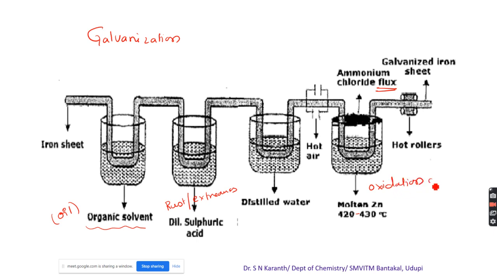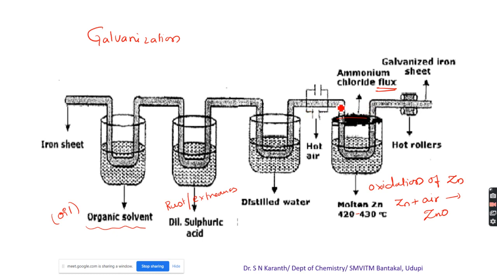Otherwise, the zinc interacts with the atmospheric air and gets oxidized to zinc oxide. Instead of depositing zinc, zinc oxide may deposit. To avoid that, you have to cover the molten zinc with ammonium chloride flux. So that's why over the surface of this zinc, ammonium chloride flux is introduced, so that the deposition becomes only zinc, not zinc oxide.